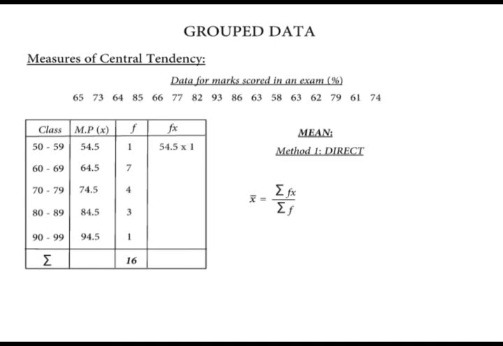54.5 times 1 is 54.5. 64.5 times 7 is 451.5. 74.5 times 4 is 298. If you proceed like that, you will get the fourth one, 253.5, and the last one, 94.5. The summation of frequency is 16. The summation of fx will be 1152. And therefore, the mean is equal to 1152 over 16, giving us 72.